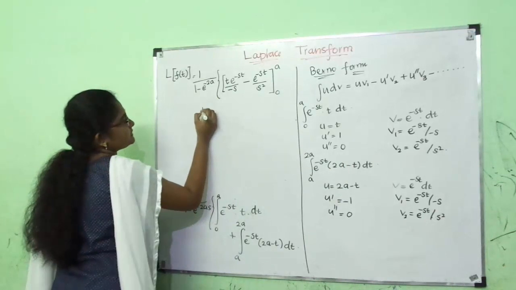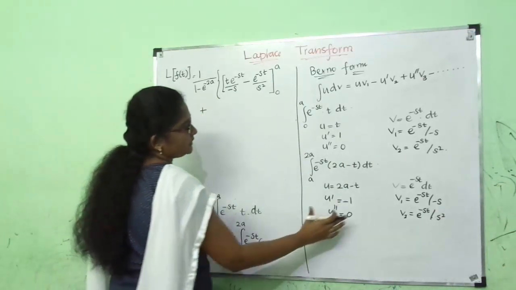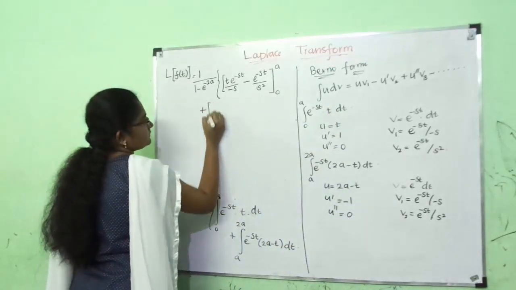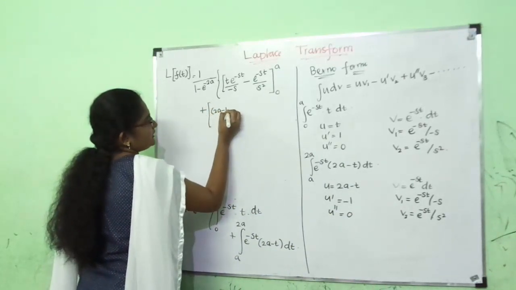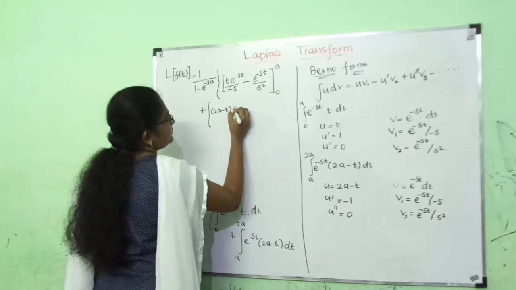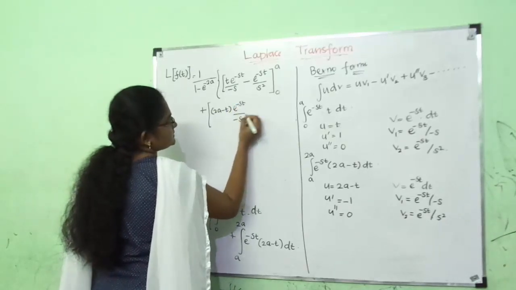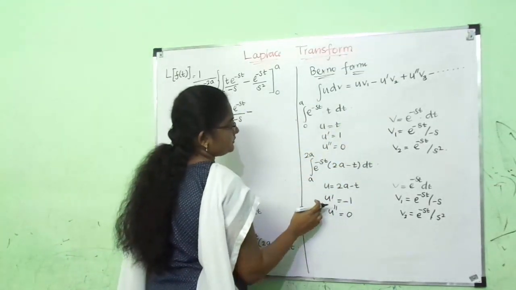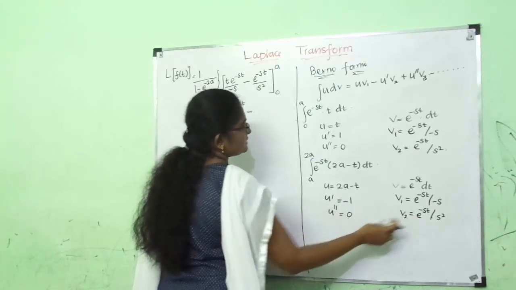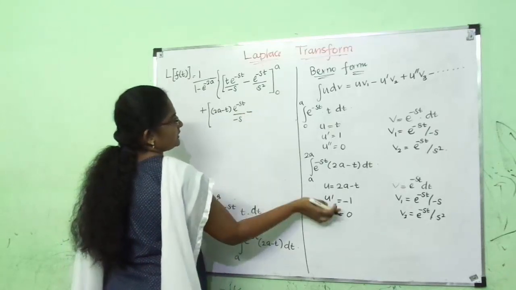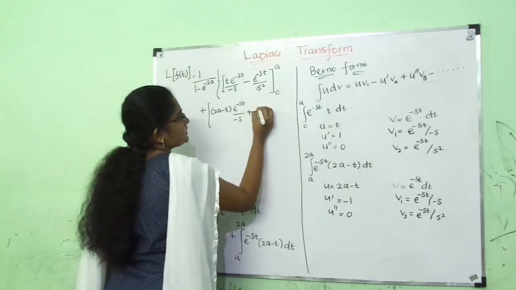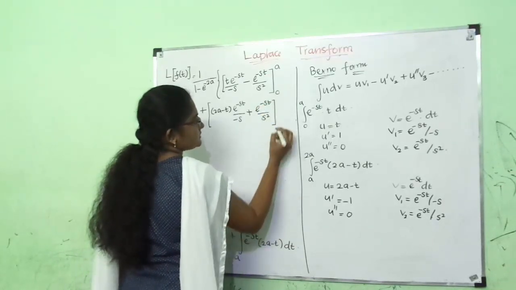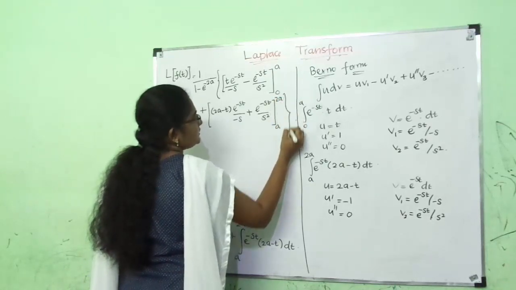Here is a plus sign, I am writing plus here. The integration value is, we are going to apply the Bernoulli's formula, u into v1, that is u value is 2a minus t, 2a minus t into v1 value is e power minus st by minus s. Here is a minus sign in the formula, so I am writing minus. Next u dash into v2, u dash value is minus 1, v2 value is e power minus st by s square. There is a minus sign, so this minus and minus becomes plus e power minus st by s square. The limit is a to 2a. Now I am closing the common bracket.